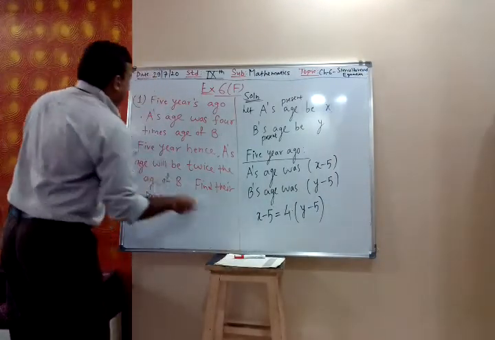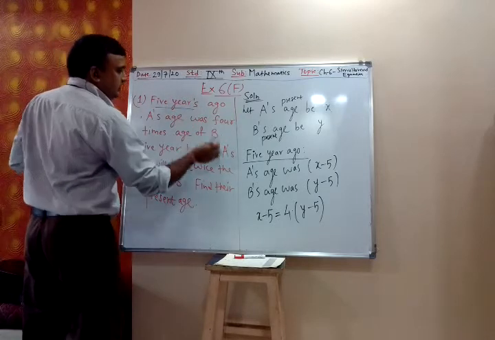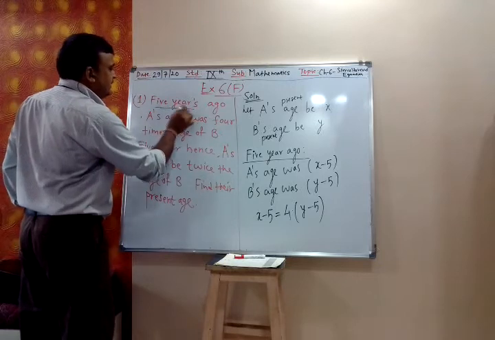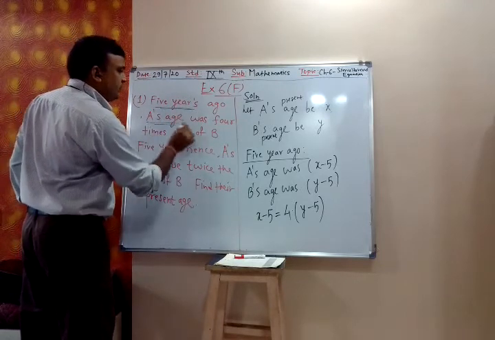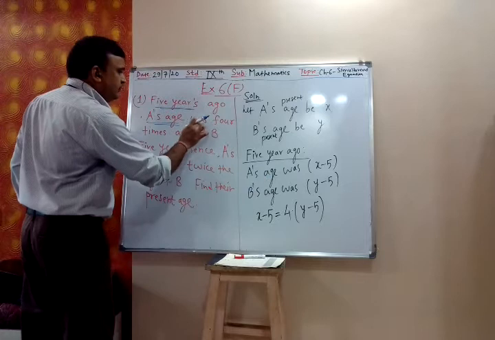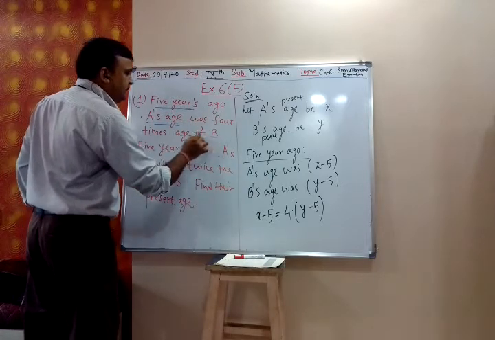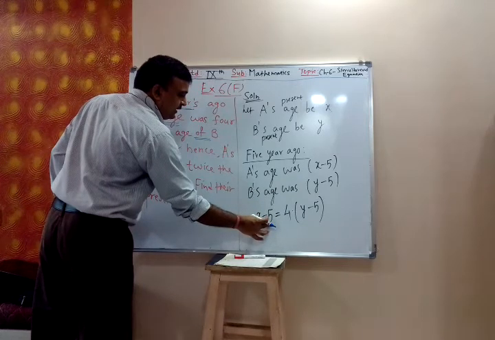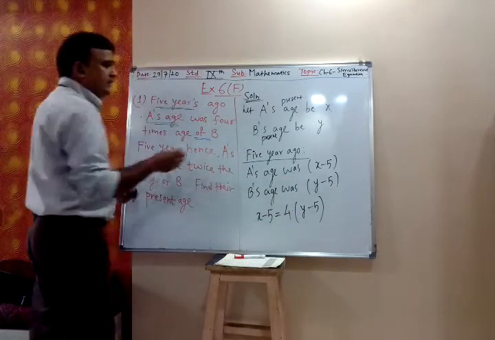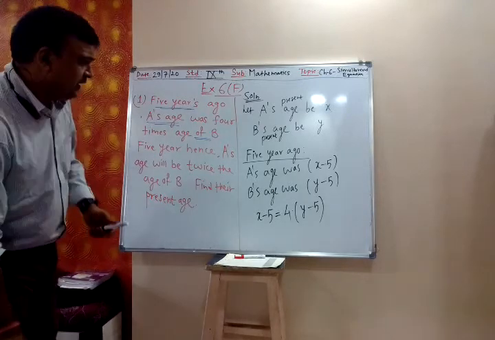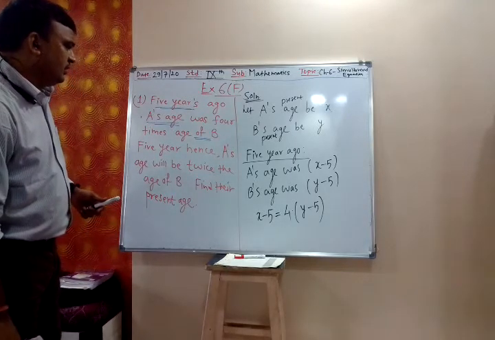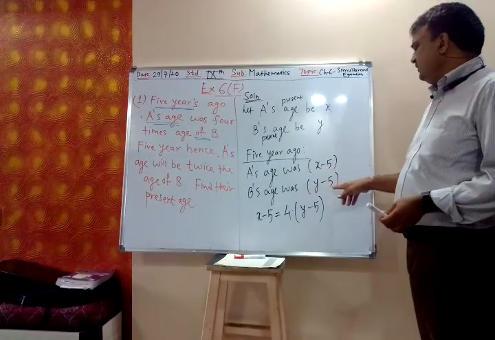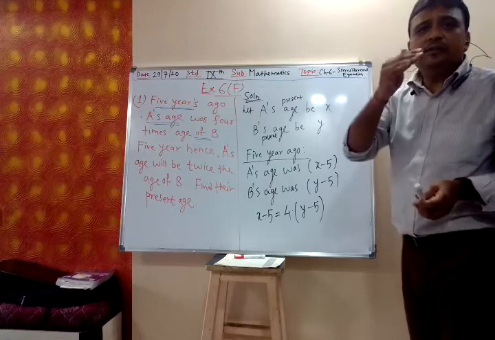5 years ago, A's age was X minus 5. That was 4 times age of B. Age of B is Y minus 5. So A's age 5 years ago, X minus 5 is equal to 4 times Y minus 5. We write Y minus 5 because it is 5 years ago.